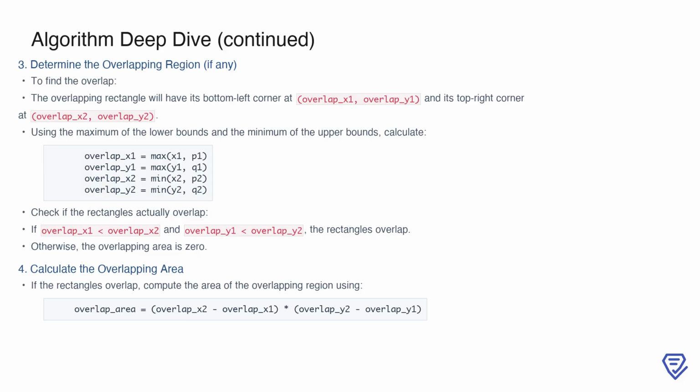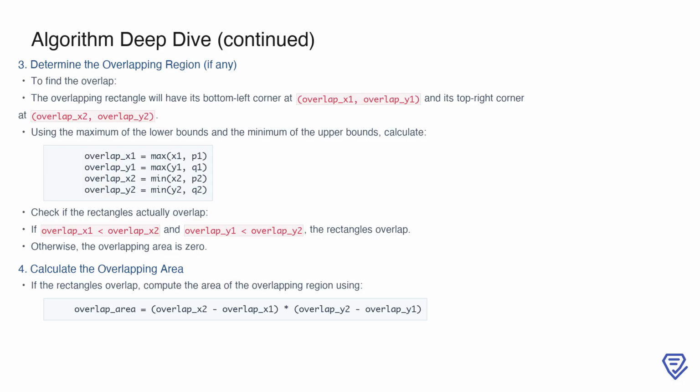The overlapping rectangle's bottom left corner is given by the maximum of the lower bounds, overlap_x1 equals max(x1, p1), and overlap_y1 equals max(y1, q1). Similarly, the top right corner is given by the minimum of the upper bounds, overlap_x2 equals min(x2, p2), and overlap_y2 equals min(y2, q2).